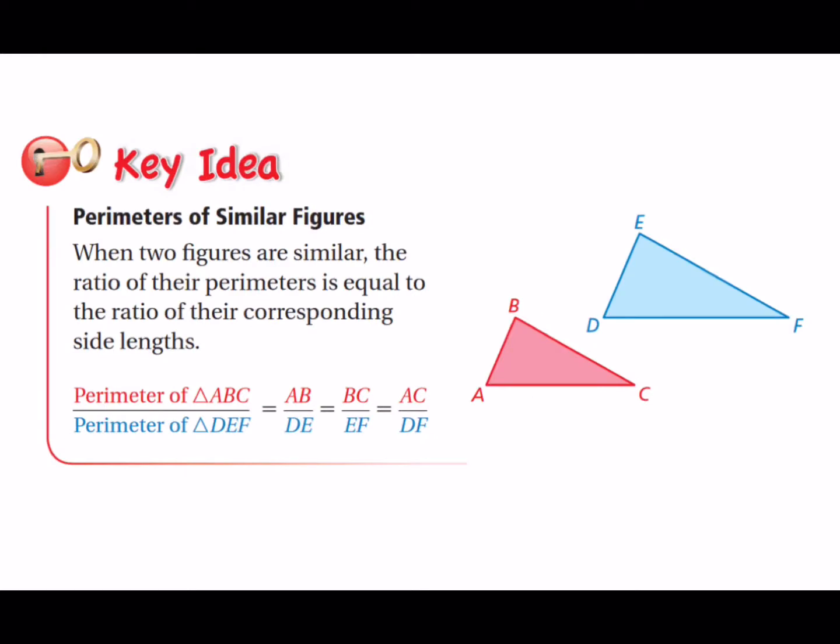This leads to the key idea that when two figures are similar, the ratio of their perimeters is equal to the ratio of their corresponding side lengths. As long as you set up the ratio so that all of the parts of one triangle are in the numerator and all of the parts of the other triangle are in the denominator, then all of your ratios should be equal.